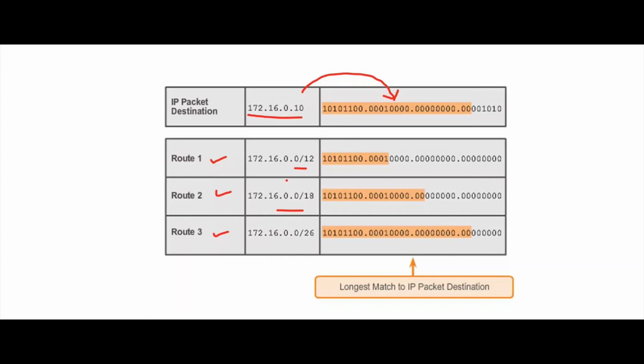Now I am converting these into binary. Now you can see there are 12 bits available in the host, so I take the first 12 bits. Here I have 18 bits in the host, 18 bits. I have 26 bits in the host, so I am taking 26 bits.